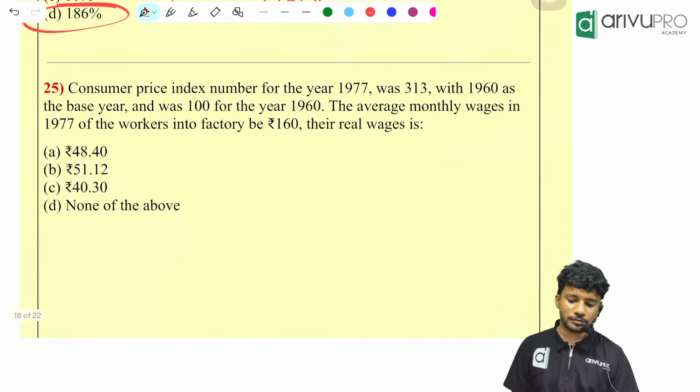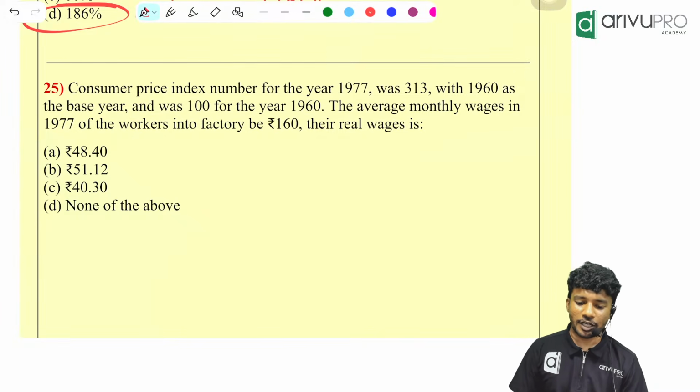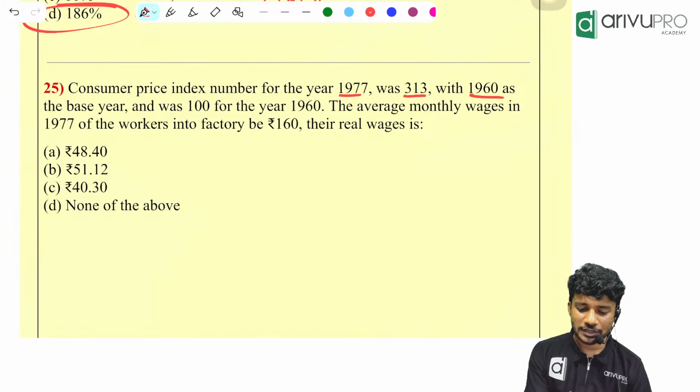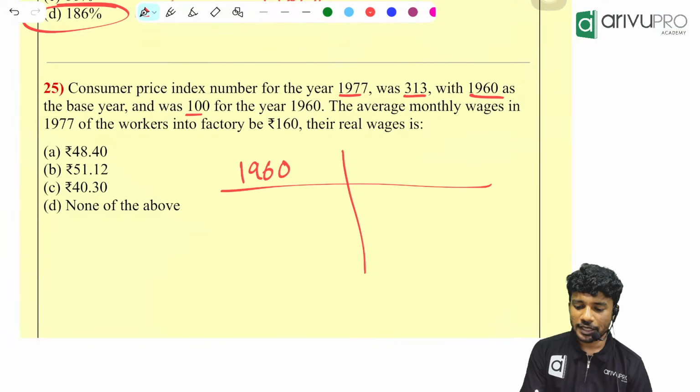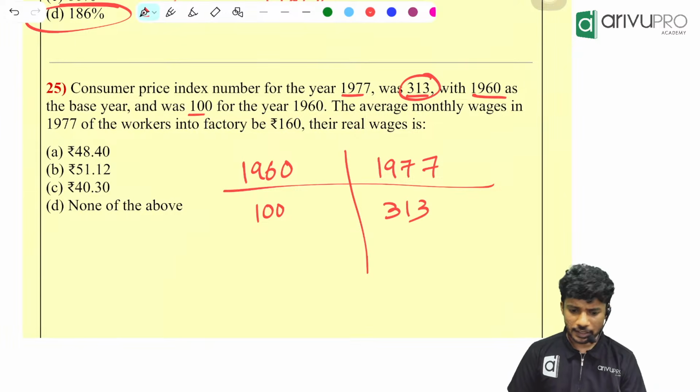Tell me. We need to find the real wage. Okay. Consumer price index in 1977 is 313. 1960 is the base year. So 1960 is our what, people? Base year. 1977 is our what, people? Current year. 1960 is the base year, means what is the index over there? 100. Then 1977 is the current year, means the index over there is 313.